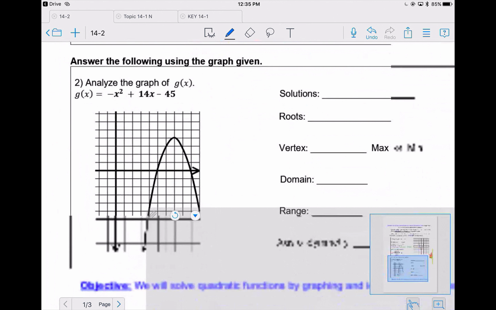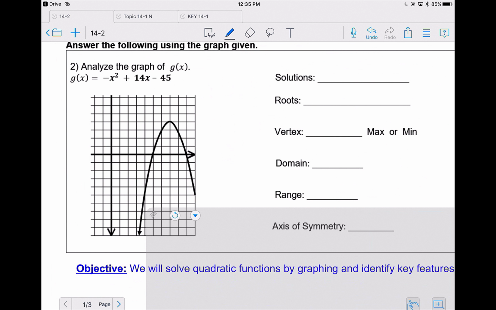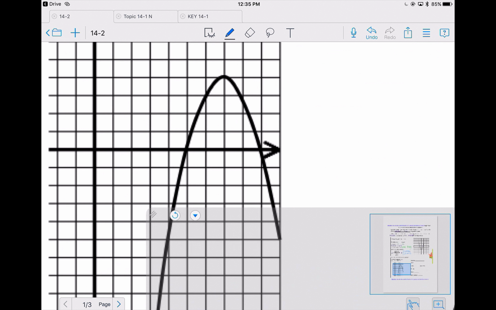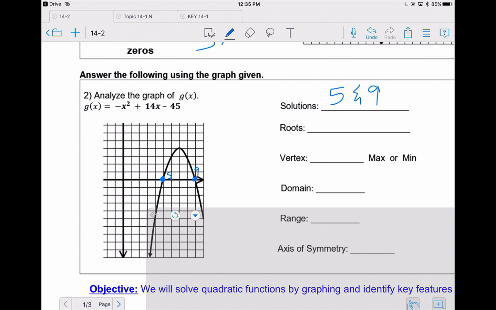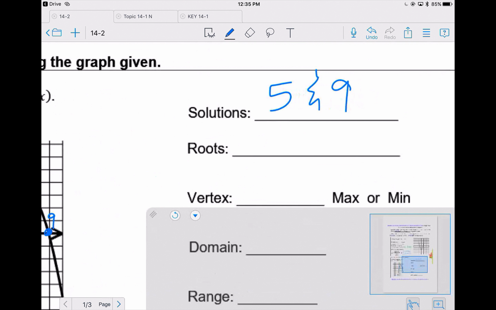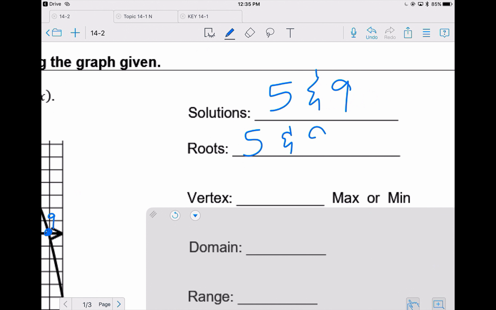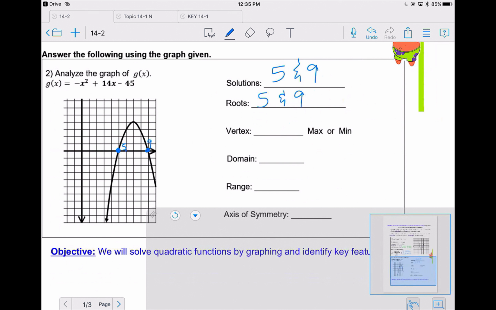So problem two, they ask me to analyze the graph of g of x, which is negative x squared plus 14x minus 45. My solutions are where it crosses the x-axis, so here and here, that's 1, 2, 3, 4, 5, 6, 7, 8, 9. So my solutions are 5 and 9. Remember, roots mean the same thing, where it crosses the x-axis. So 5 and 9. You cannot just draw an arrow, because we need you to write them down so you will remember they mean the same thing.